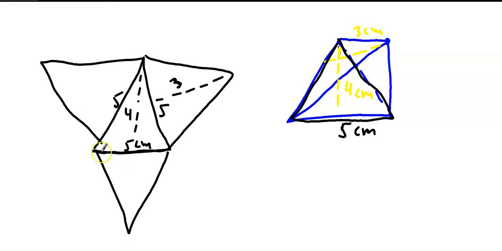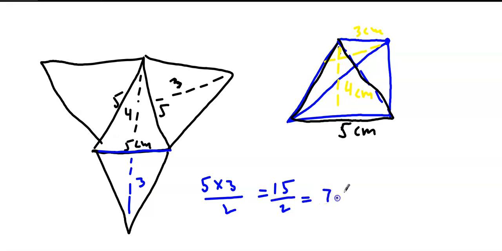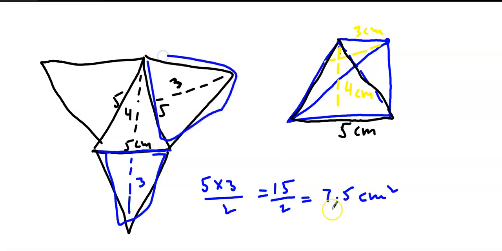So let's do the front triangle. This is 5 times the same height as this one, which was 3. 5 times 3, and then we have to take that answer and divide it by 2. So 5 times 3 is 15. Take 15 and divide it by 2, you get 7.5 square centimeters. Now we have 3 of those. So the front was 7.5. The right side is also going to be 7.5. The left side is also going to be 7.5.